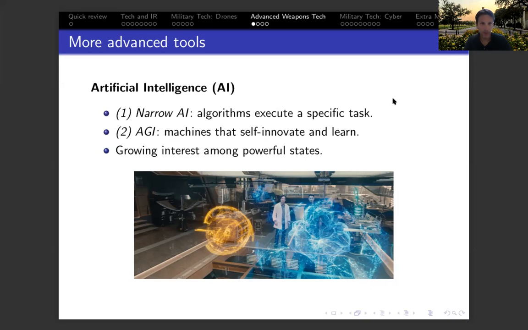There are other types of what's called advanced technologies.